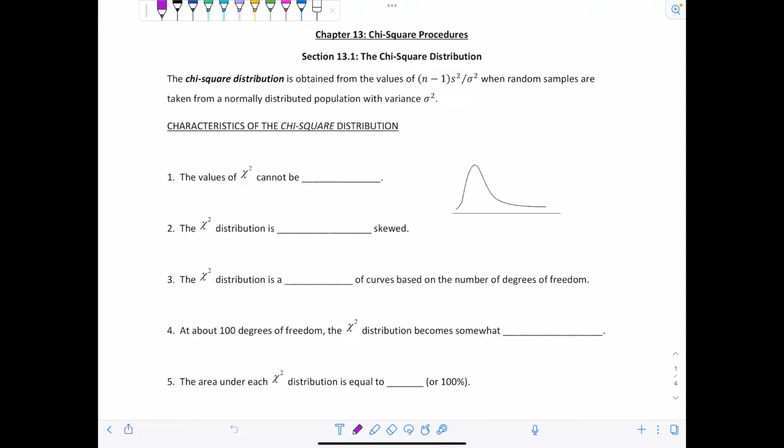In this video, we're going to learn about chi-square procedures from Chapter 13 for Introductory Statistics. So starting off with Section 13.1, the chi-square distribution.